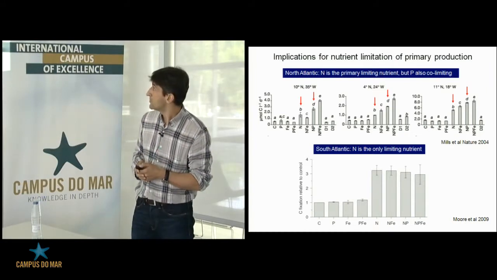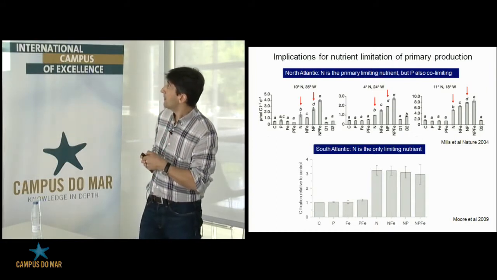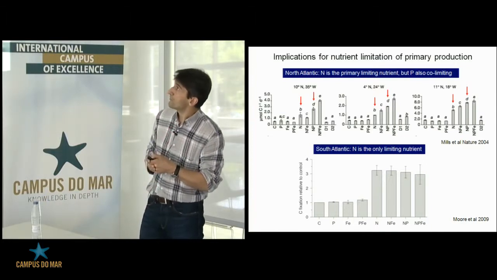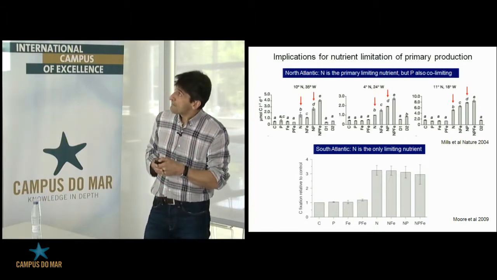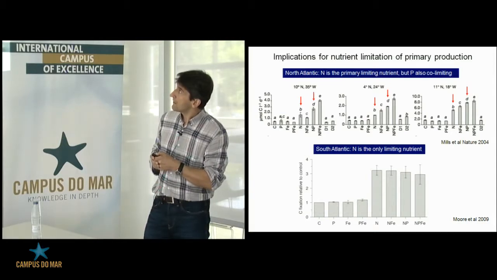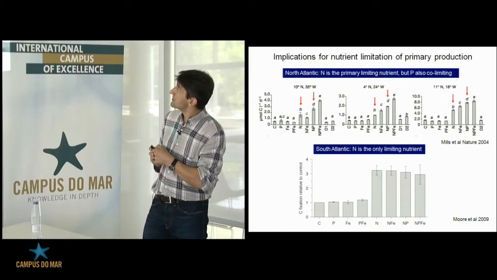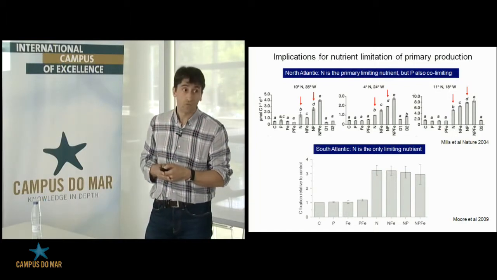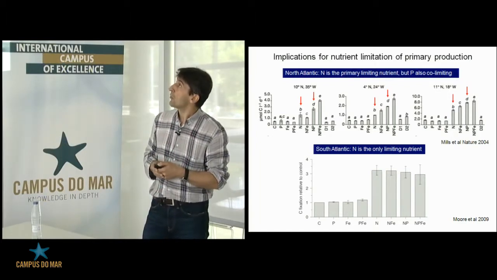This was beautifully shown here by Matthew Mills and co-workers in their Nature 2004 paper. What they found is that if you add both nitrogen and phosphorus, you have a stronger response than if you only add nitrogen. Okay? These are three different locations in the tropical North Atlantic.